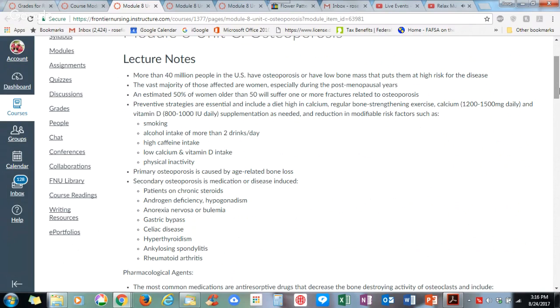50% of women older than 50 will suffer one or more fractures related to osteoporosis. Preventive strategies are essential and include a diet high in calcium, regular bone strengthening exercise, calcium 1200 to 1500 milligrams daily, and vitamin D 800 to 1000 IU daily, supplementation as needed, and reduction in modifiable risk factors such as smoking, alcohol intake of more than 2 drinks a day, high caffeine intake, low calcium and vitamin D intake, physical inactivity.